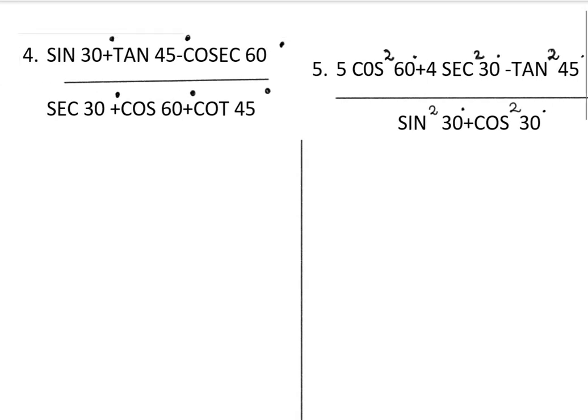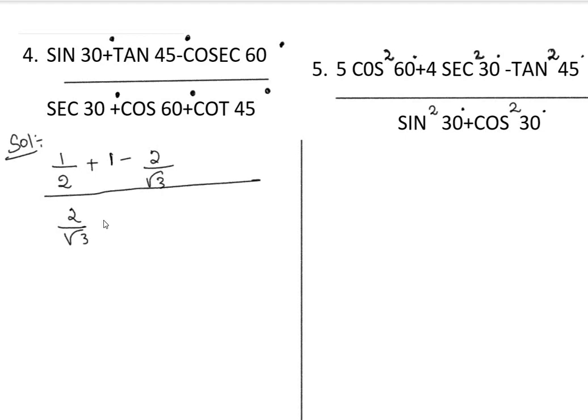Listen to this. Fourth one: sin 30 degree plus tan 45 degree minus cosec 60 degree, divided by sec 30 degree plus cos 60 degree plus cot 45 degree. Okay, we are going to evaluate it now. What is the value of sin 30? 1 by 2, plus tan 45 is 1, minus cosec 60 is 2 by root 3, divided by sec 30 is 2 by root 3, plus cos 60 is 1 by 2, plus cot 45 is 1.